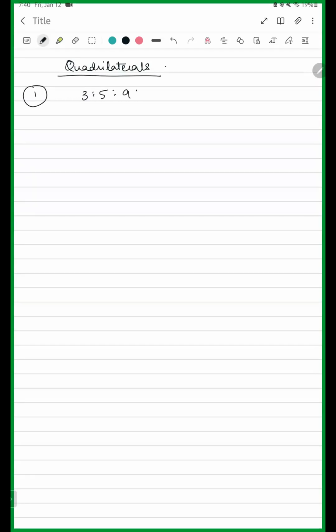3:5:9:13. Mom, the new book, not old. Yours, you have the new book. Okay, fine. Yes, just a minute. Let me open the new book then.